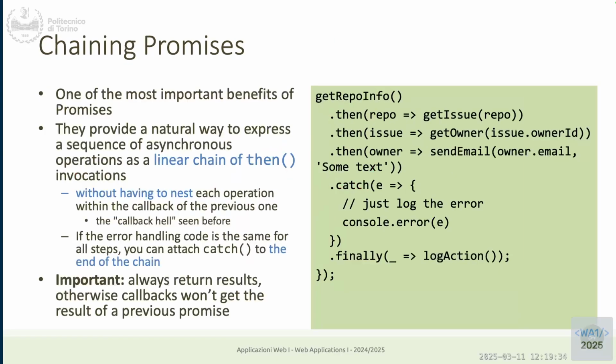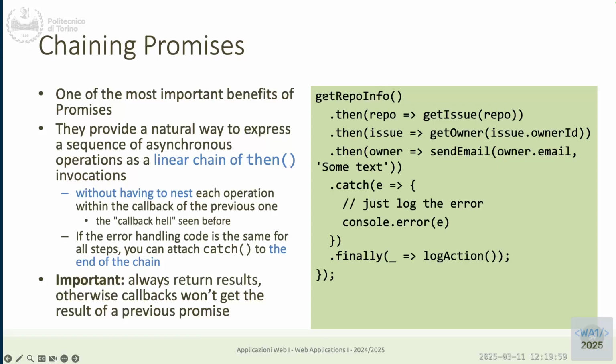Let's see, maybe the example. Just one detail, but we'll come to this later. Normally, the then and catch methods return a promise themselves. So it's easy to chain them.